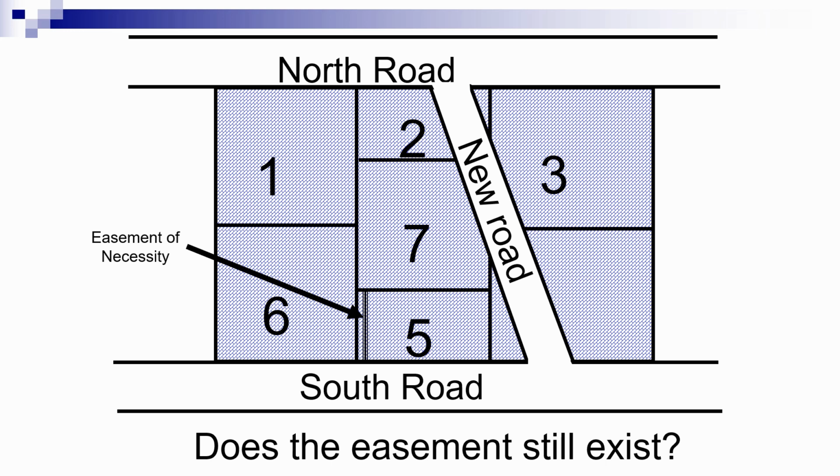Let's suppose that there is an easement of necessity. Suppose owner 7 has gotten the easement of necessity. Let's suppose it runs across the edge of lot 5 to the south road. Now a new public road is put in between the two existing public roads, and that new public road touches lot 7. What happens to the easement of necessity across lot 5? Does it still exist? The answer is no. An easement of necessity will last only as long as there is necessity. And if the necessity no longer exists, the easement of necessity will terminate.